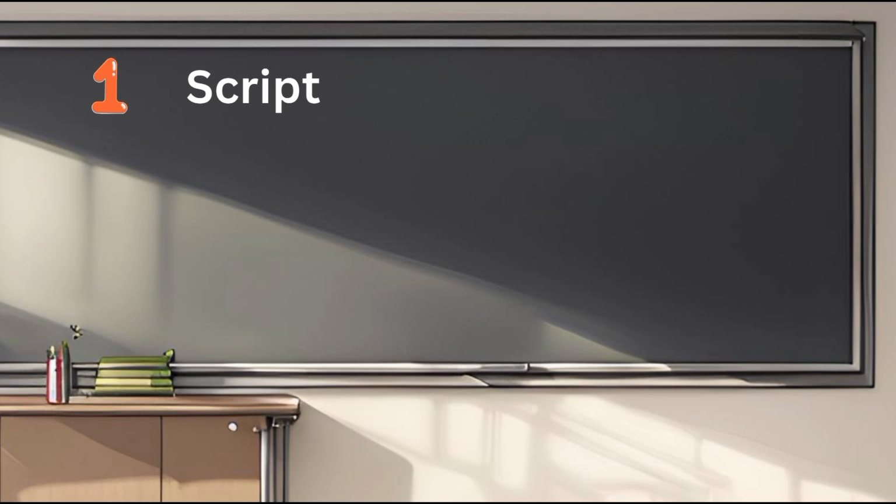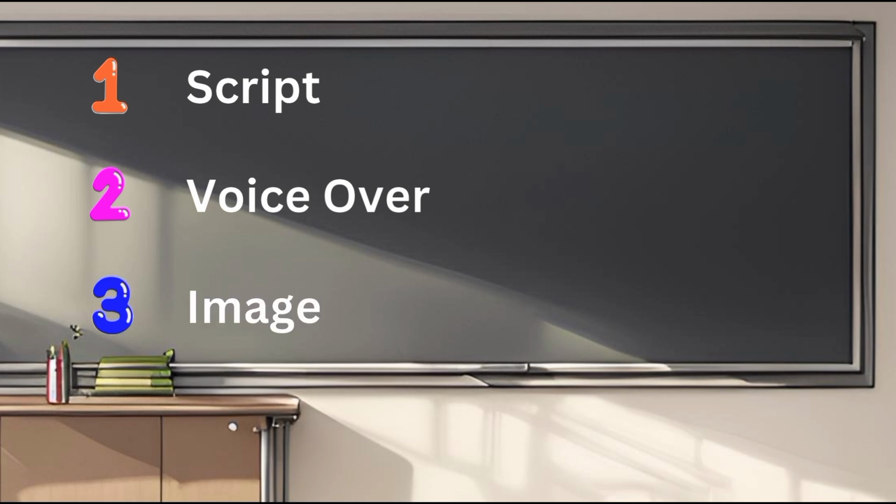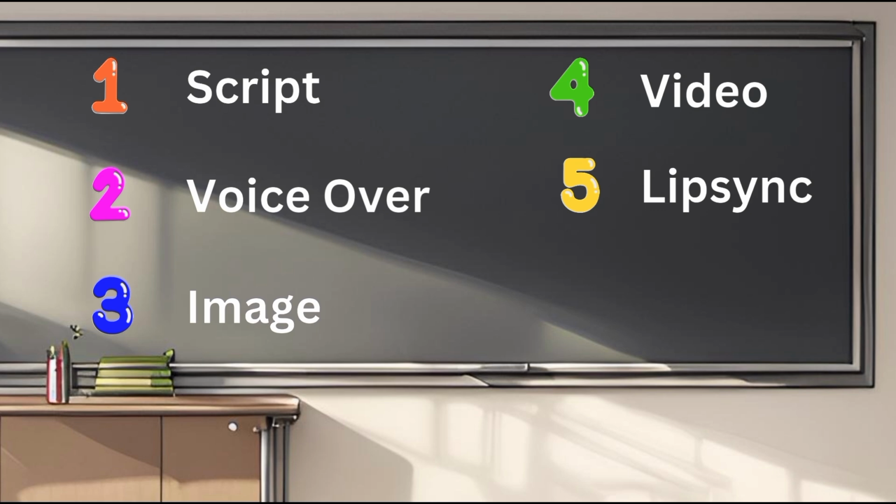We'll do this in 5 steps. First, you're going to need the script for our movie. Second, you're going to need the voiceover for all the characters that are going to be in our movie. Third, you're going to need the images for all our characters represented in the movie. Fourth, we are going to need to create the video for all our characters and scenes. And fifth, you're going to need to lip sync all the relevant scenes for our movie.